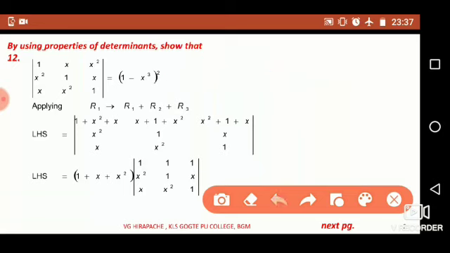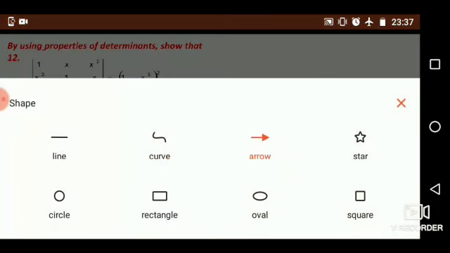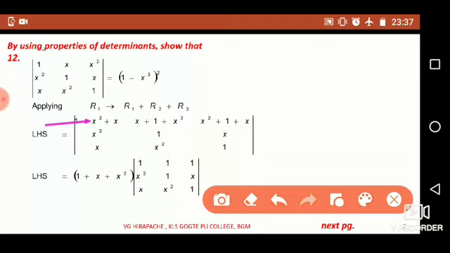given example. By applying R1 changes to R1 plus R2 plus R3, we get the first row elements as 1 plus x plus x square, 1 plus x plus x square, 1 plus x plus x square. The remaining two rows are as they are. Now let me take the common factor from the first row. Along the first row we have the common factor 1 plus x plus x square. Then we are left in the first row with the elements 1, 1, 1. Second row and third row remain the same.